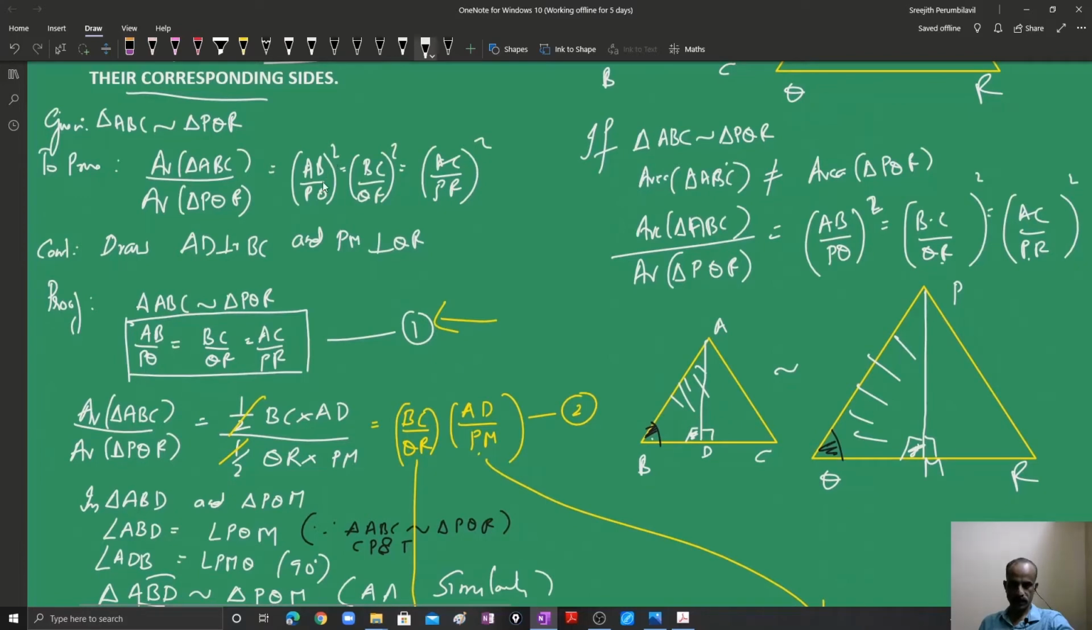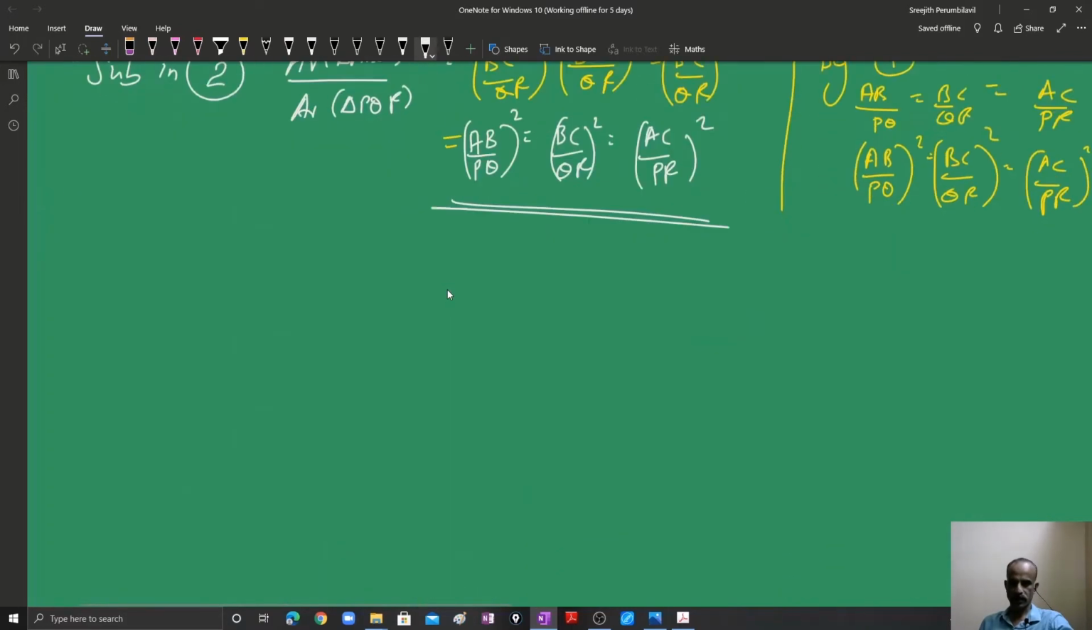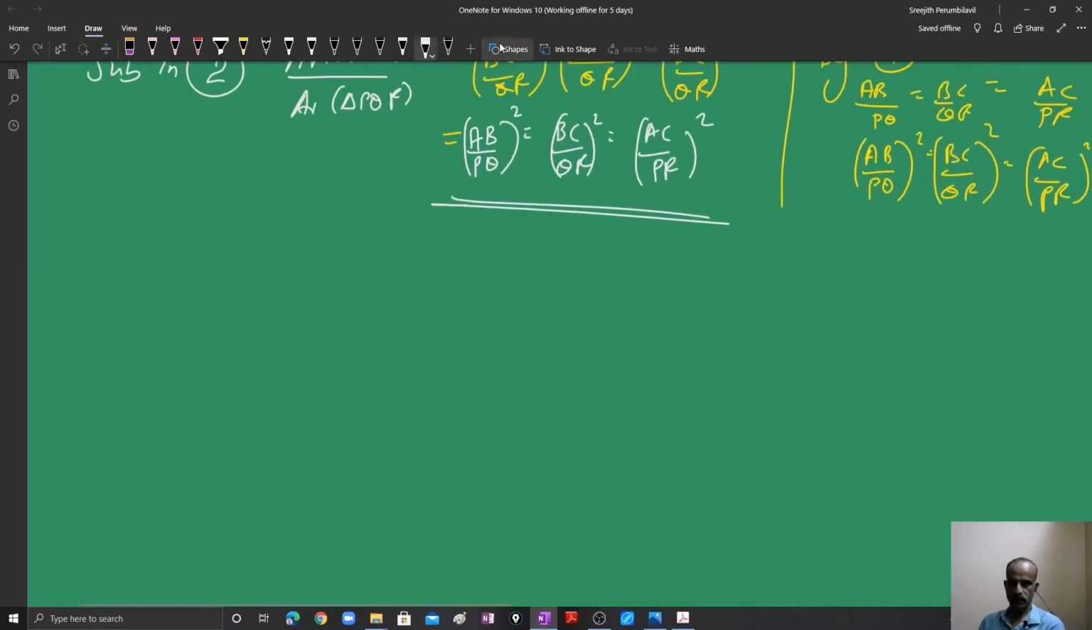If we put the ratio of their sides and square it, we will get the ratio of their areas. So that is how they are related. Suppose we are looking at, we'll put up one or two examples. Let us consider two triangles.